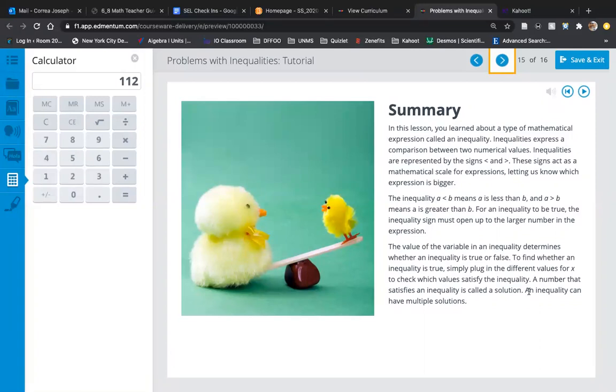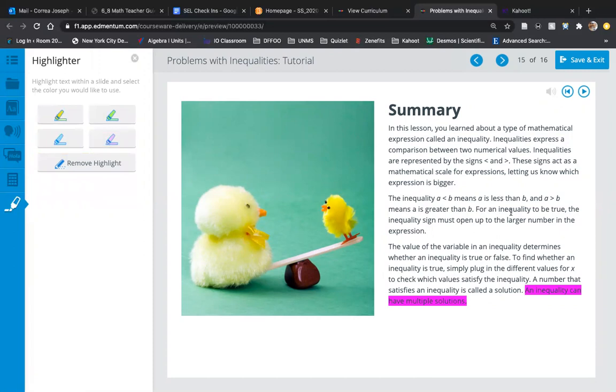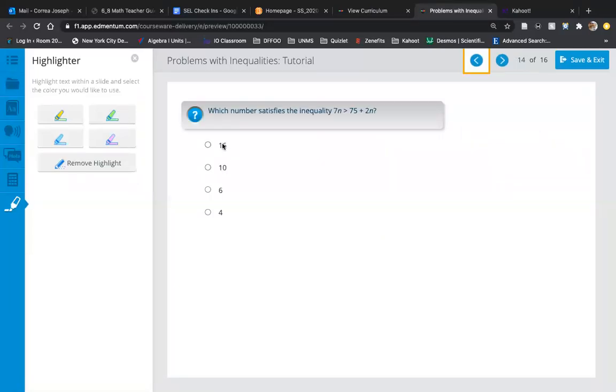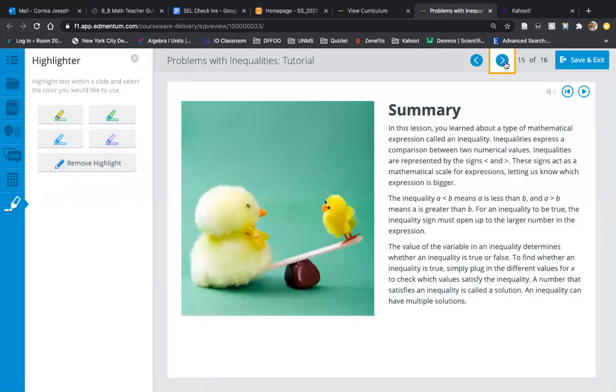One of the most important things to remember is down here: an inequality can have multiple solutions. Equations usually have one solution. Inequalities, we say, have infinite solutions. Looking at the example we just saw, 16 worked. Bigger numbers are going to work: 17, 20, 30, 100. Any number larger than 16 is going to work for us. That's the main thing to remember when dealing with these inequalities.